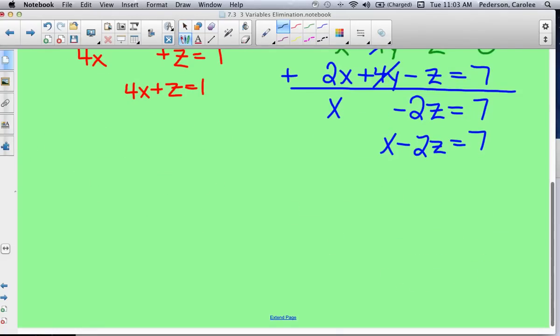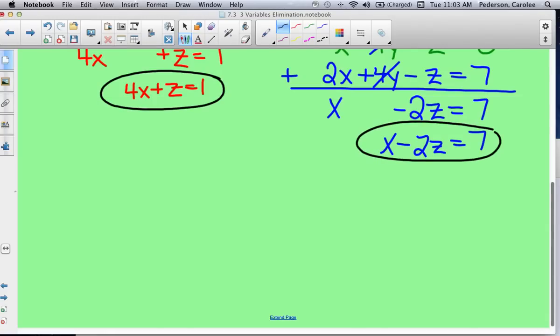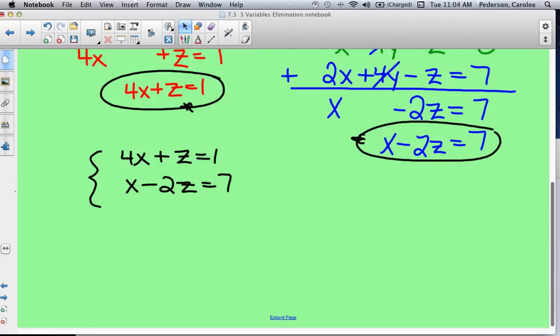Now we're going to work with this equation here and that equation there, and we're going to set up a new system with just two variables. So here's my first equation in the red, 4x plus z equals 1. And here's my second equation in the blue, x minus 2z equals 7. Now our goal is to eliminate another variable in this system. You can choose to eliminate the x variable or the z variable.